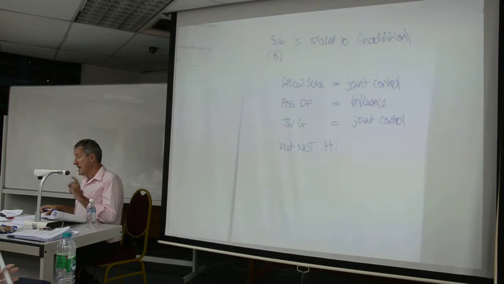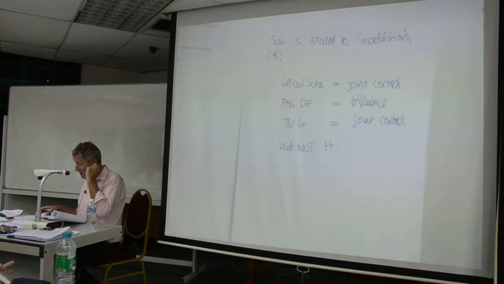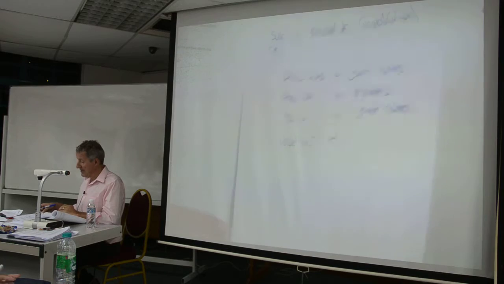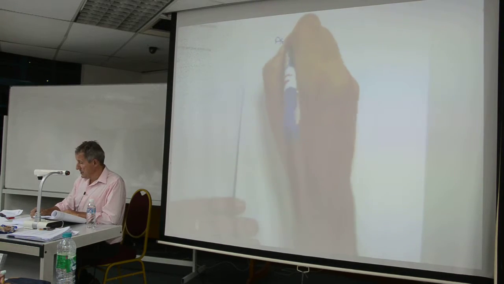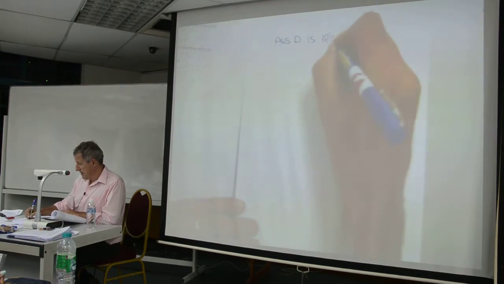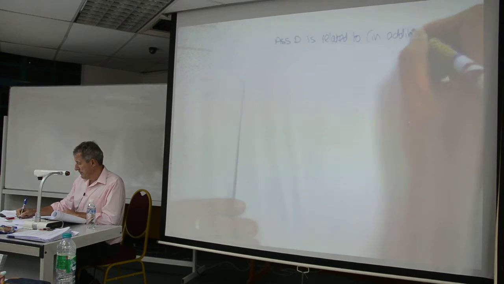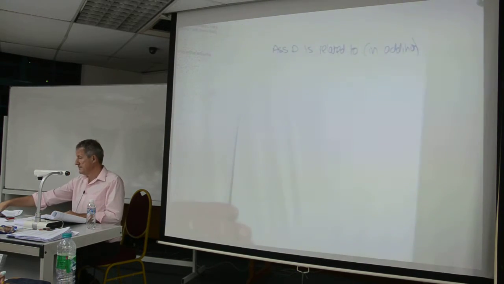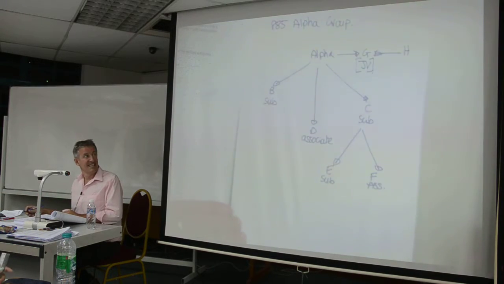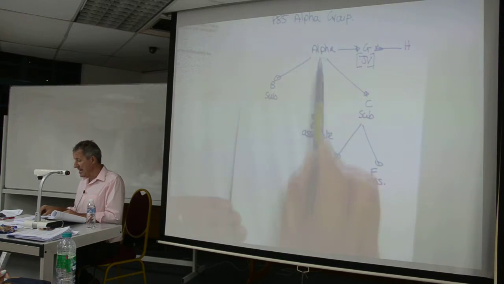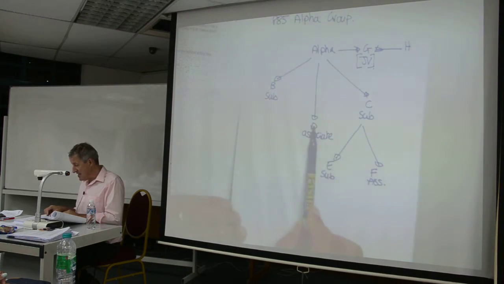So we've looked at it from the perspective of B, a sub. Finally, let me have a look at it from the perspective of an associate, which is D. So the associate D is related to, in addition, well, I've already said that D is related to alpha, and I've already said that D is related to the subsidiaries.